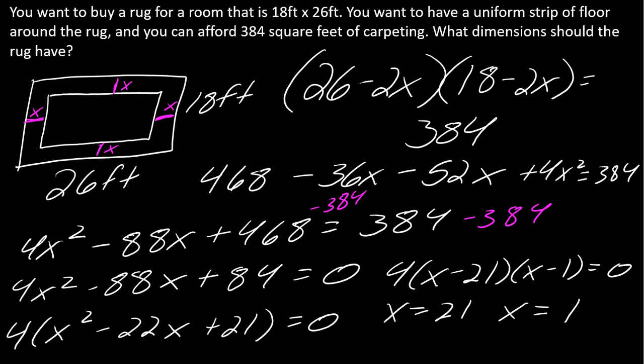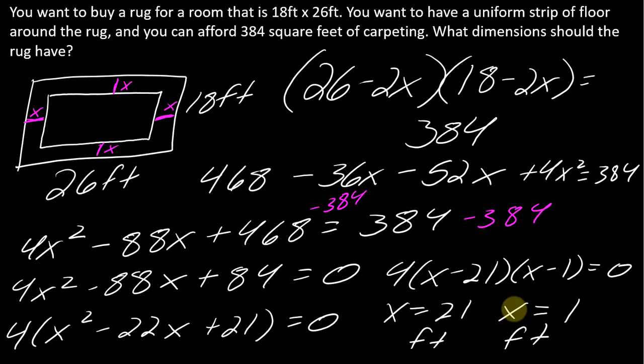All right, and once again, it's an application, so now you have to think, what does this mean? Remember, the units here were feet. So I actually have a choice to make. I can either choose x equals 21 feet or x equals 1 foot. x cannot be 21 feet because that would exceed the room. So this little border around the carpet is going to be x equals 1.